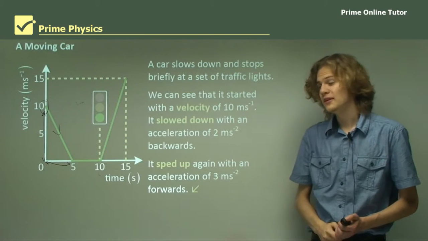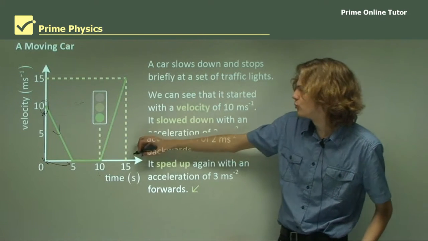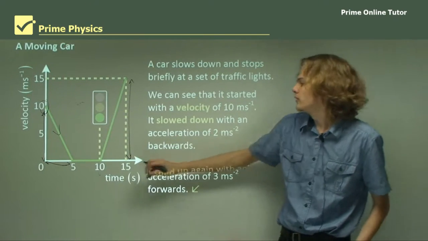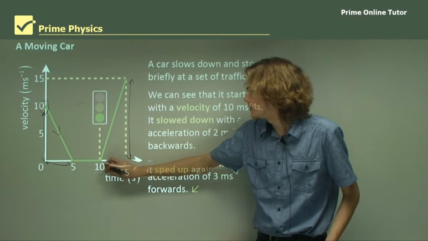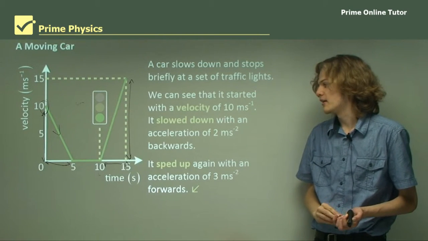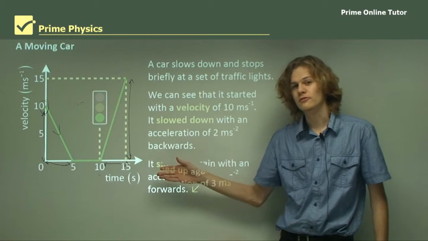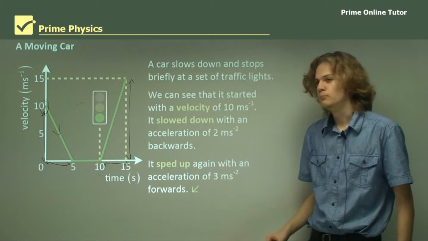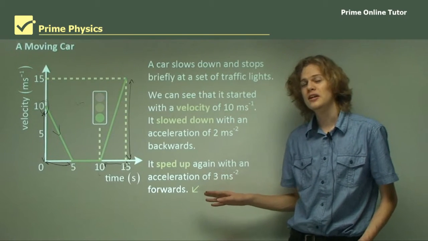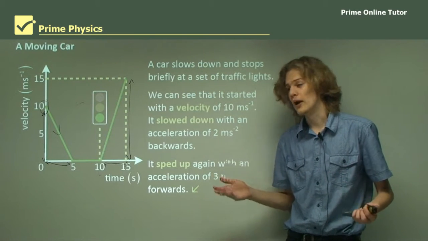When we look at how it speeds up again, we can see that the rise is 15 meters per second. The run is still 5 seconds. And so the slope is 15 meters per second per 5 seconds. Evaluating this, we can find that the acceleration is 3 meters per second squared in the forward direction.